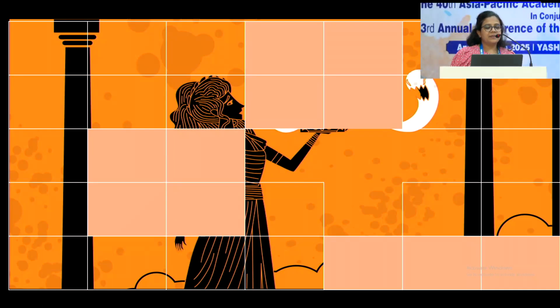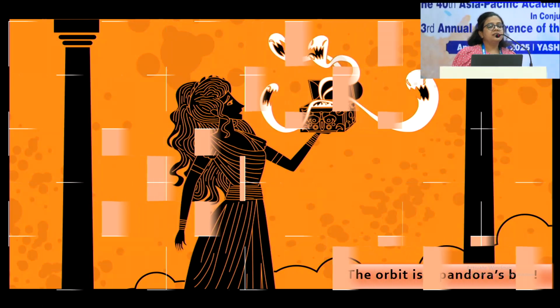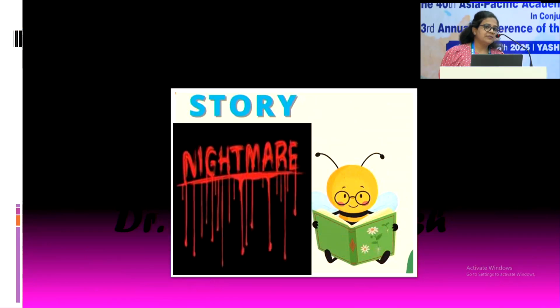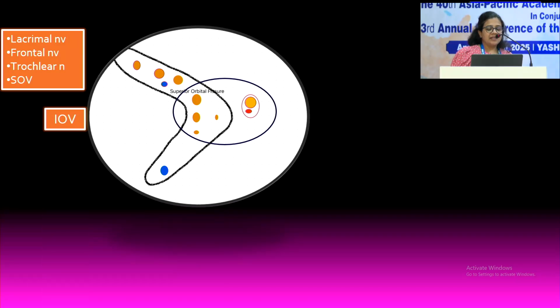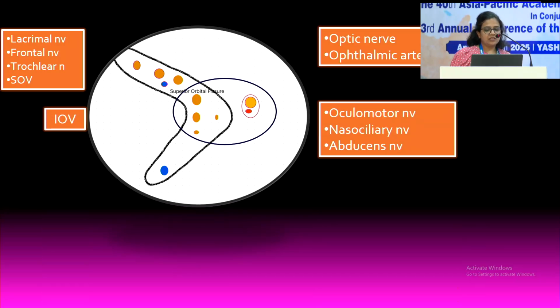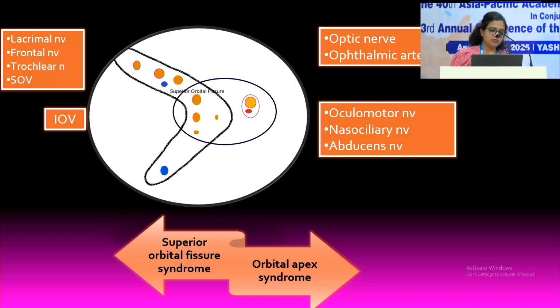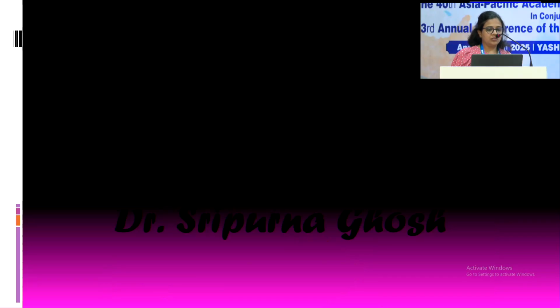The orbit is always known as the Pandora's box. Whether the orbit tells us a story or gives us a nightmare depends on how we look at it. Coming to the anatomy, we have the orbit which houses the globe and the periorbita. We have the superior orbital fissure in the apical region, the annulus of Zinn, the nerves, and the vessels. Based on involvement of these structures, we have the superior orbital fissure syndrome and the orbital apex syndrome. The difference between the two is the involvement of the optic nerve.